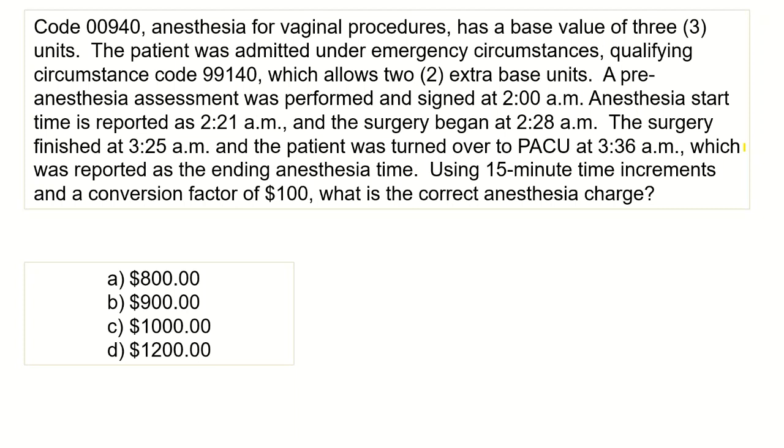We're going to begin with the answers first. A is $800, B, $900, C, $1,000, and D, $1,200. Code 00940, anesthesia for vaginal procedures, has a base value of 3 units. The patient was admitted under emergency circumstances, qualifying circumstances code 99140, which allows for 2 extra base units.